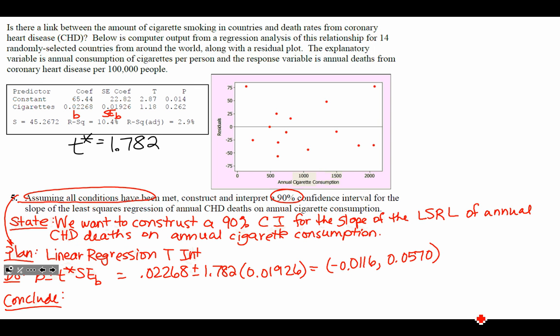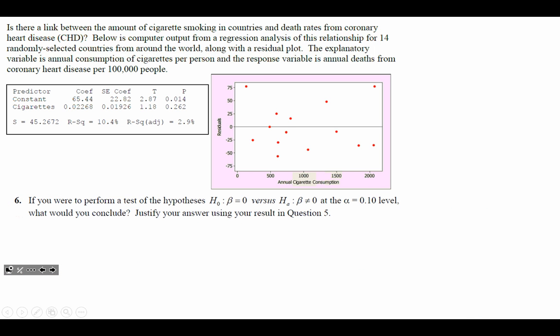I'm about to run out of time, so I'm going to just jump to number 6 and assume you can write that on your own, because again, kind of just plagiarizing. And let me talk about number 6 really quick. If you were to perform a test of the hypotheses, the null being beta is equal to 0, that your slope is 0, versus the slope is not equal to 0 at the alpha 0.1 level, what would you conclude and justify your answer using your result in question 5?